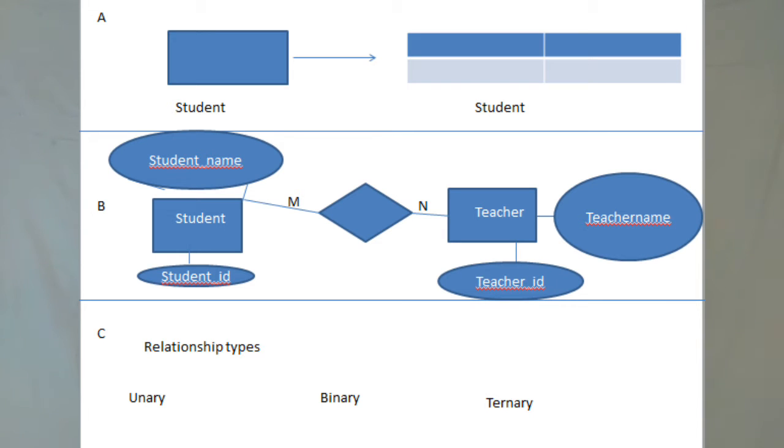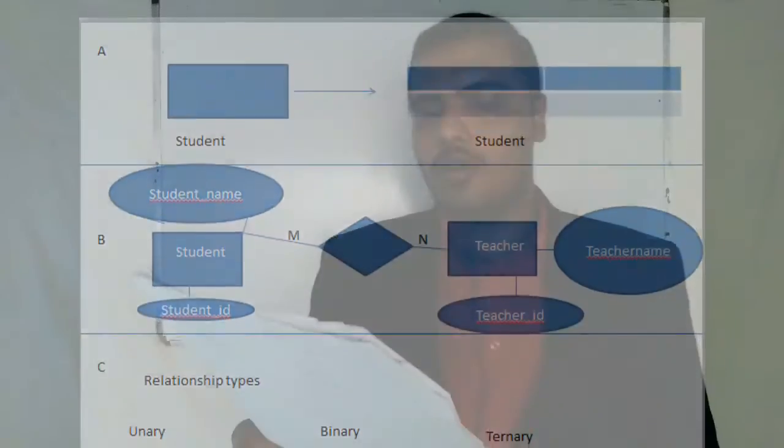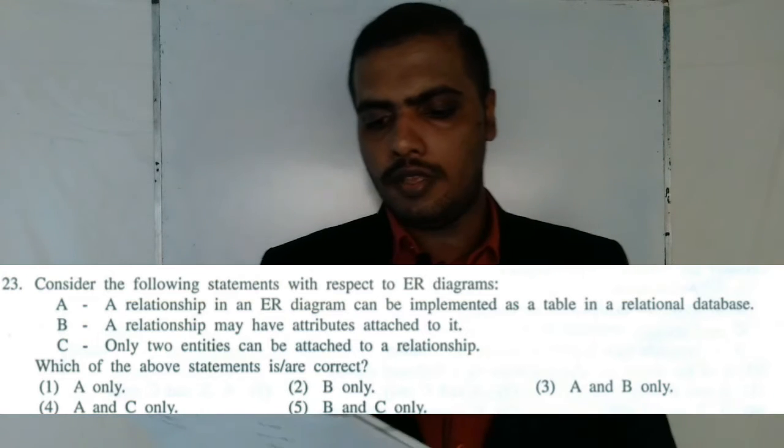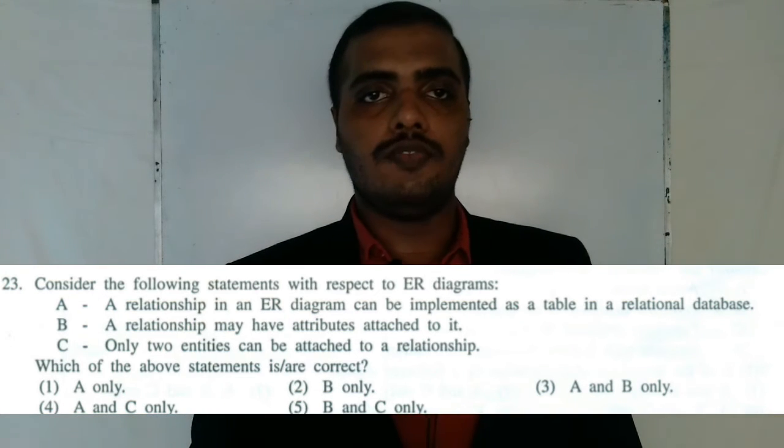And C, only 2 entities can be attached to a relationship. That's not true. Students may tend to think that this looks true, but it's not, because there are 3 types of relationships: unary, binary and ternary. In ternary there are more than 2, actually 3. So only 2 entities can be attached to a relationship is wrong. So coming back to the question, the correct statements are A and B. So the answer is 3. For the 23rd question, the answer is 3.